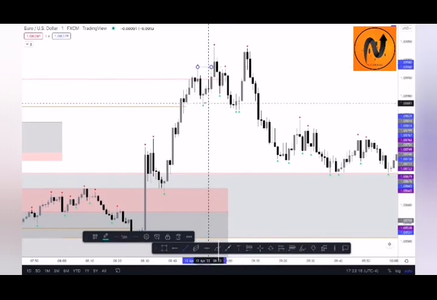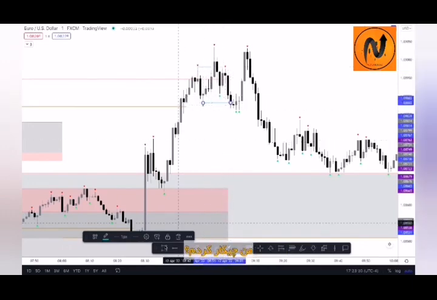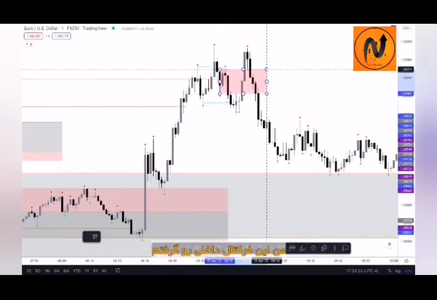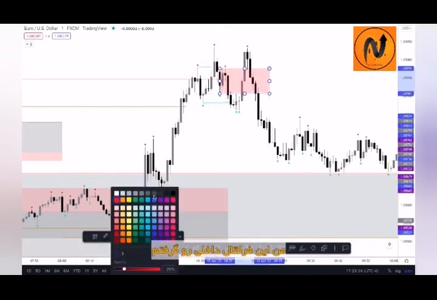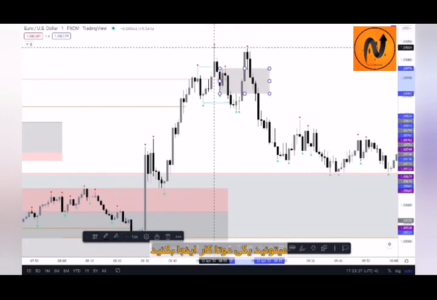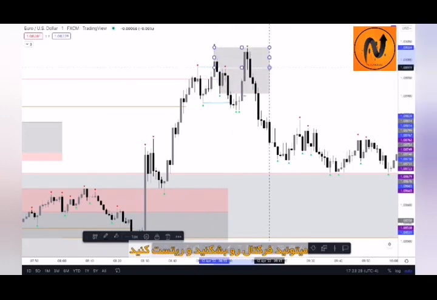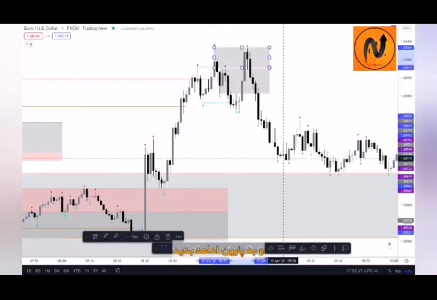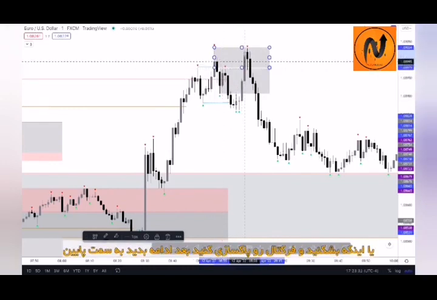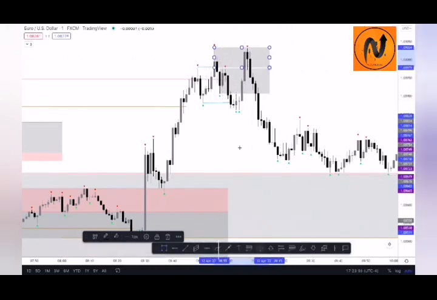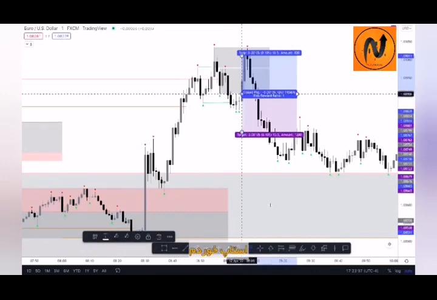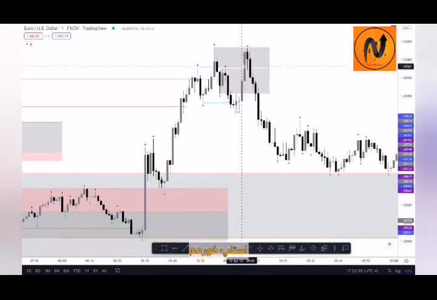Clearly swept, and then we did what? Change of character. What did I do? I took the internal fractals, right? We can do one of two things here. We can either break and retest the fractals and continue down, or break, sweep the fractal, then head back down, right? I got stopped out on that first position, and ended up not taking this second position.